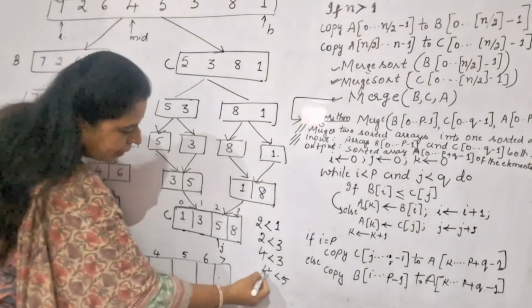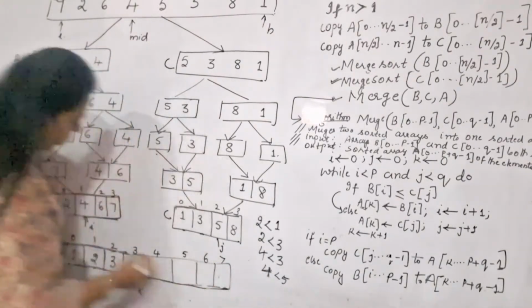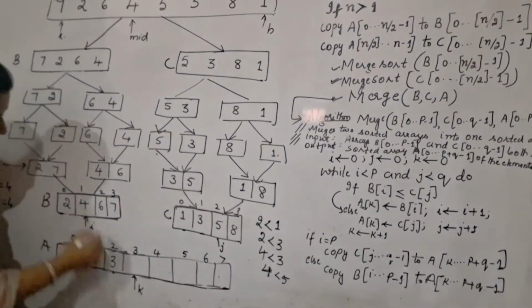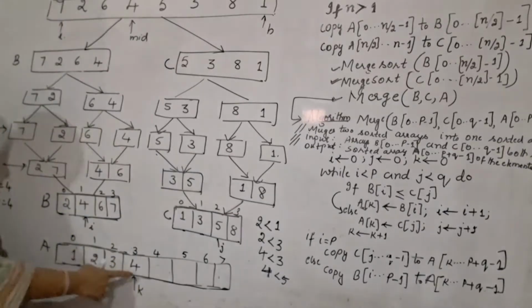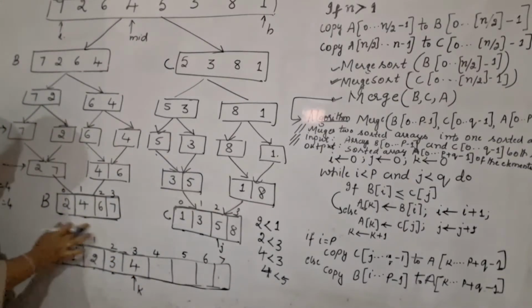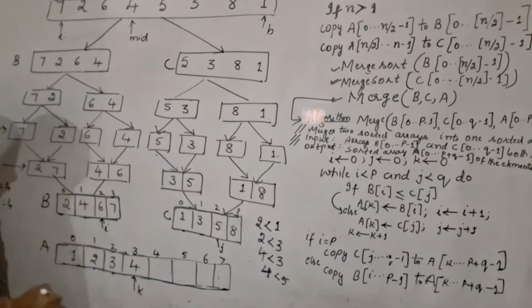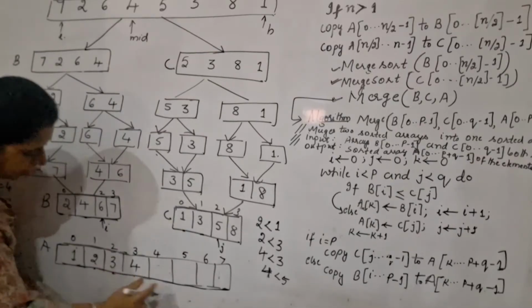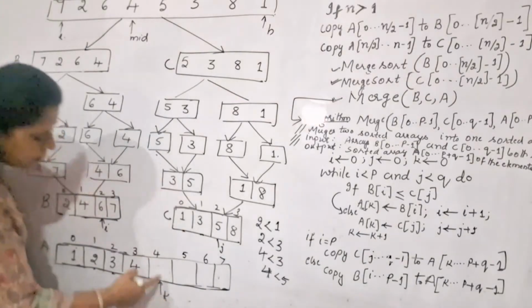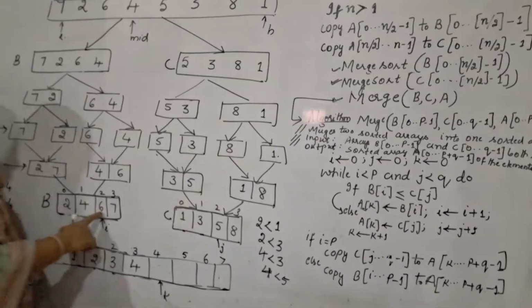4 less than 5, yes, it is true. If it is true, what you are going to do, you will copy this 4 into here and increment the I pointer. I is pointing here, and also increment the K pointer. Now K is pointing to this location. I is pointing to 6.